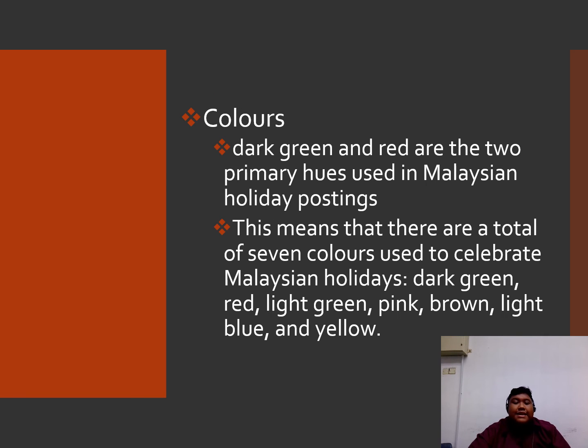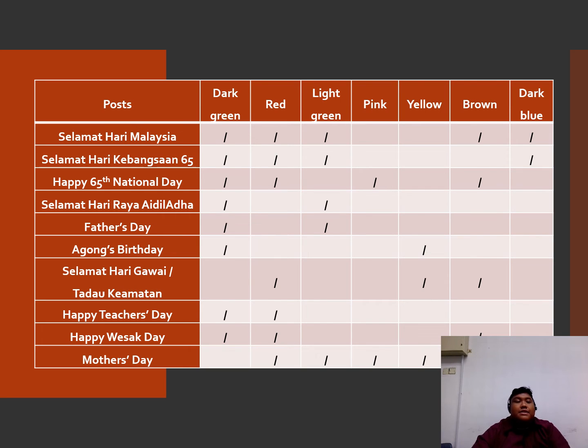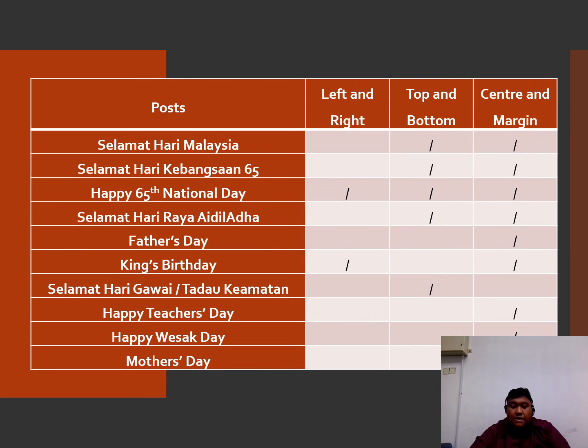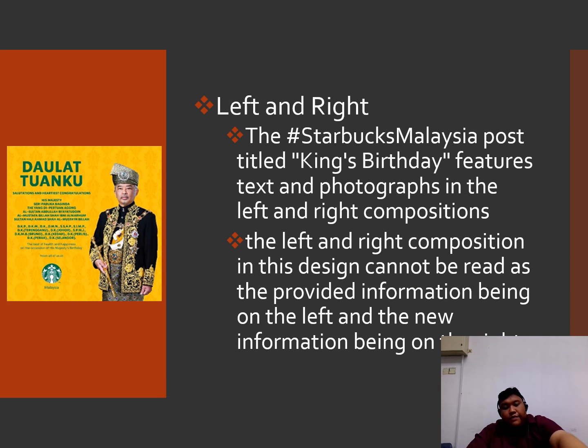Okay, the colors. Dark green and red are the two primary hues used in Malaysian holiday postings. In total there are 7 colors used to celebrate Malaysian holidays: dark green, red, light green, pink, brown, light blue, and yellow. This one shows the distribution of the colors in each post. Okay, for this picture, you have left and right, the hashtag Starbucks Malaysia post titled King's Birthday.